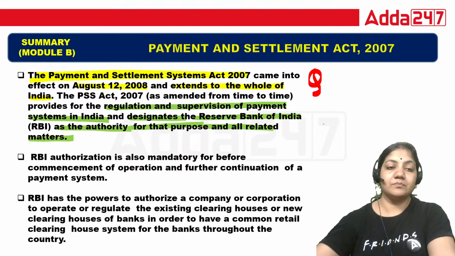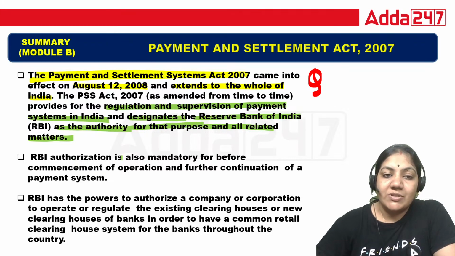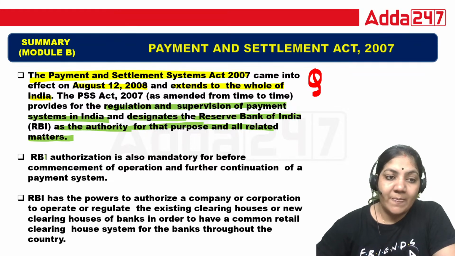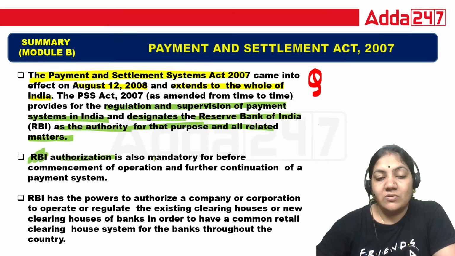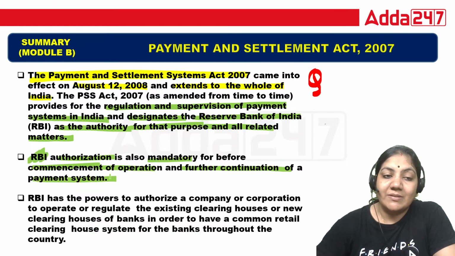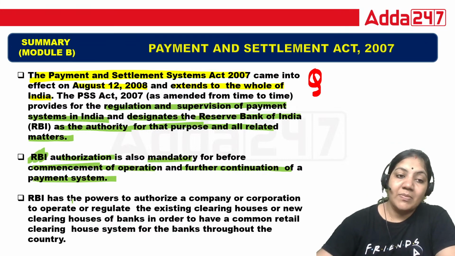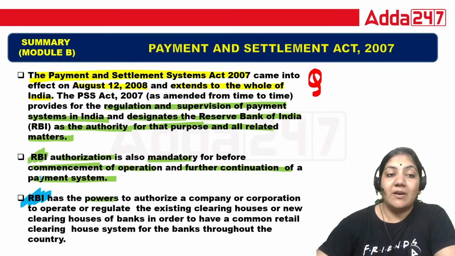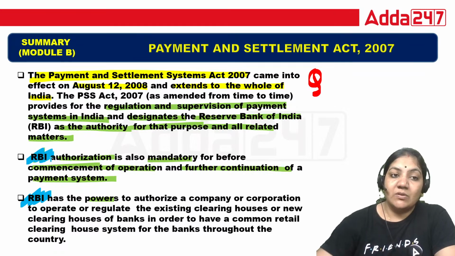Now, RBI authorization is also mandatory before commencement of operation and for further continuation of the payment system. So this is the important one. RBI has the power, so you can say that everything is done by the RBI. Everything is done by RBI. So RBI has a major role.